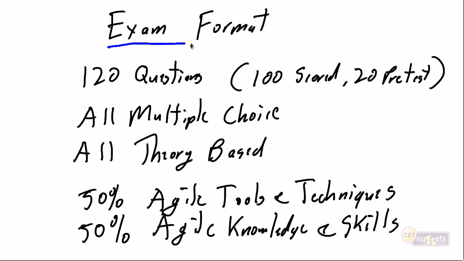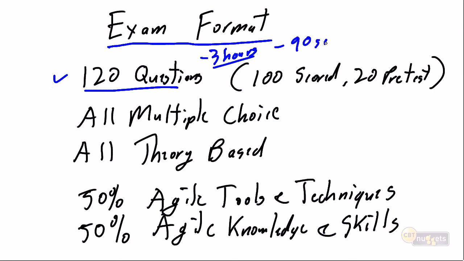And finally, and probably most importantly, what is the exam format? What are you going to see when you go into your Prometric Center to take your exam? You're going to see 120 questions. You have 3 hours to complete the 120 questions, which means you have 90 seconds, or a minute and a half, per question.